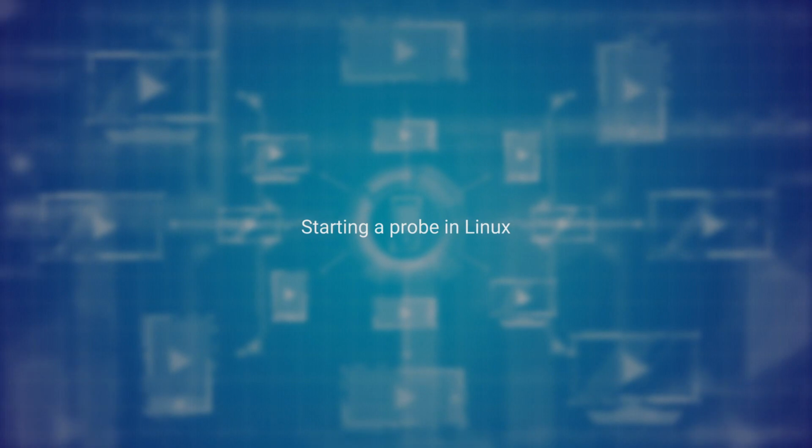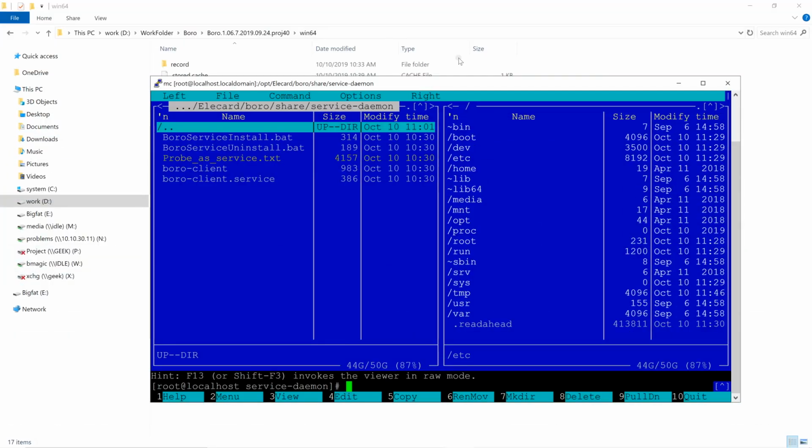Starting a probe in Linux. Let's start with the daemonization of the probe in Linux on the example of the Ubuntu operating system. To run the services, the systemd system and service manager is used. To run the service, you need to create a unit file. You can find a unit file sample, Boro client service, in the probe archive in the share service daemon subfolder.